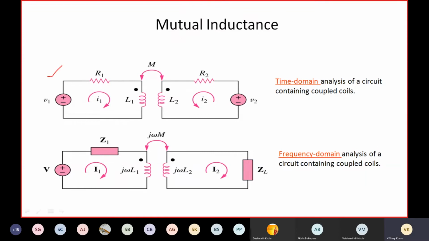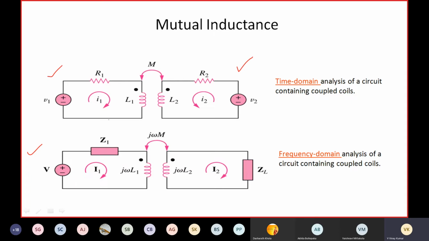This is a circuit which is in time domain. This is a circuit which is in frequency domain. Here V1, R1. L1 is the self-inductance of coil 1. L2 is the self-inductance of coil 2. M is the mutual inductance between the two coils. R2 is the resistance of coil 2. V2 is the induced EMF across coil 2. Let me have the circuit in frequency domain. This is in time domain, coming to frequency domain.